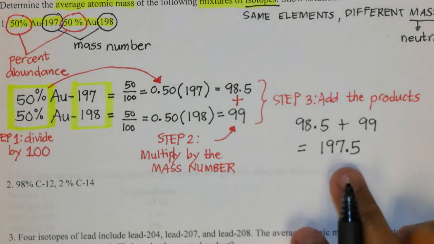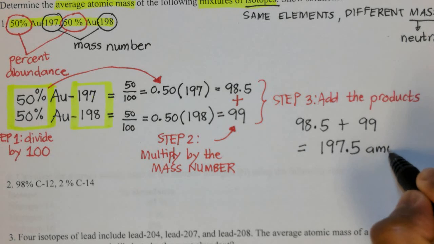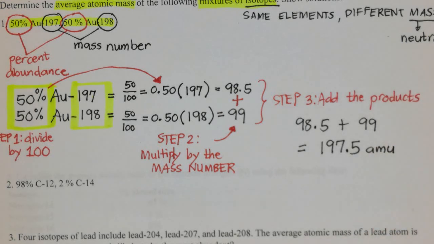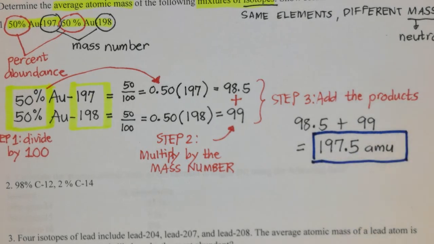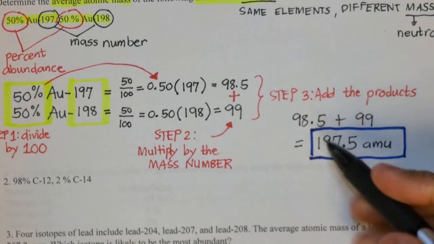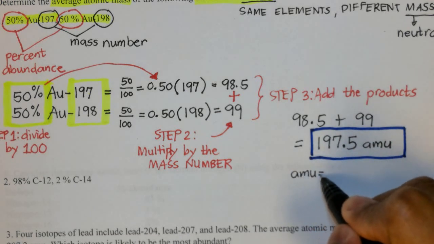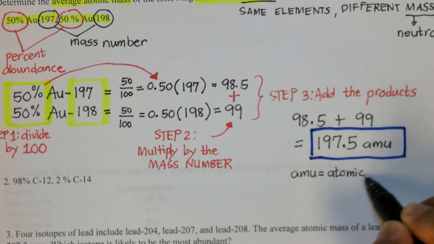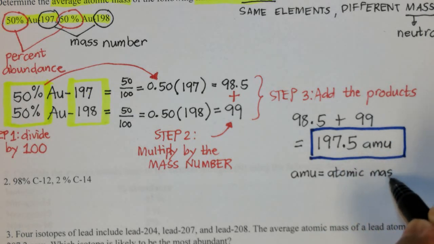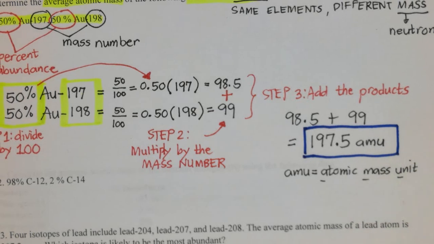And the unit for the average atomic mass is the unit AMU. This is a new unit that we're learning. And what does AMU mean? You may put it in your notes. AMU is just a shortcut, but the actual meaning of AMU is atomic mass unit. So AMU for short.